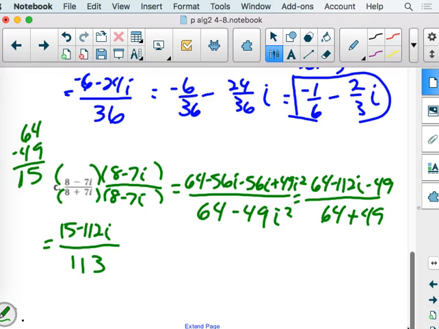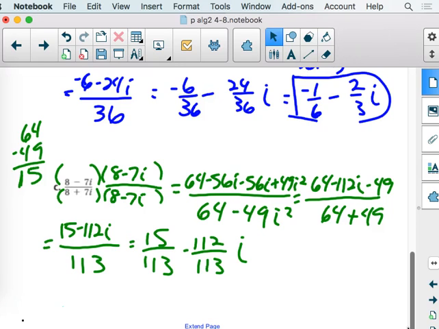It's possible that it's reducible, so we better write it in standard form and take a peek. 15 over 113 minus 112 over 113i. Any numbers that you can think of for 15 and 113? And let's just say you're looking at that going, I would never do that in my head anyway. Then no, use your graphing calculator and see if it's reducible. You don't have to do it in your head. You can punch it in and let the calculator tell you if it's reducible.